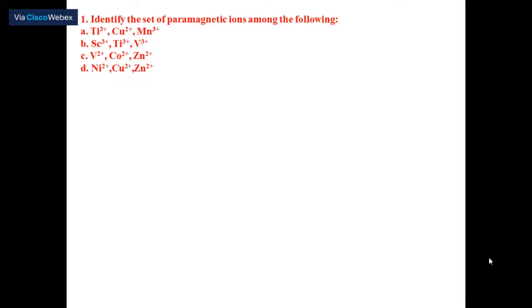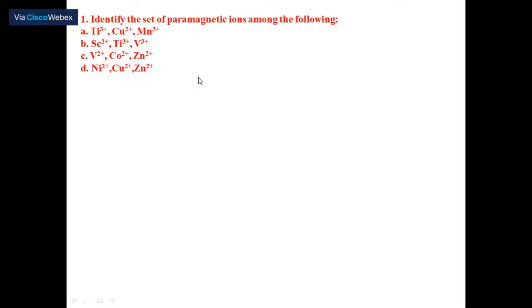Hello, students. Please drop a message in the chat box. Okay, we'll start from question number 1. First, identify the set of paramagnetic ions among the following. Here you can see titanium, copper, and manganese, all with oxidation state +3. Scandium, titanium, vanadium, also +3. Then vanadium, cobalt, and zinc, oxidation state +2.